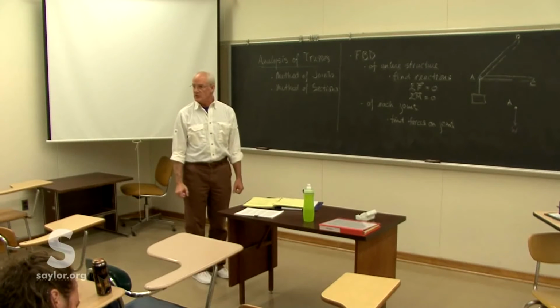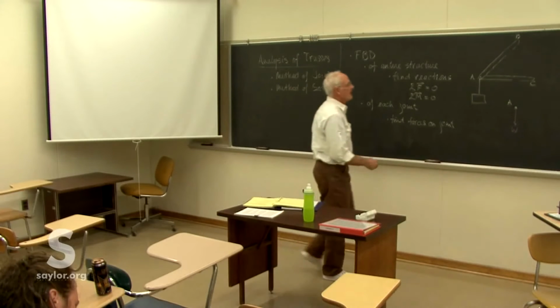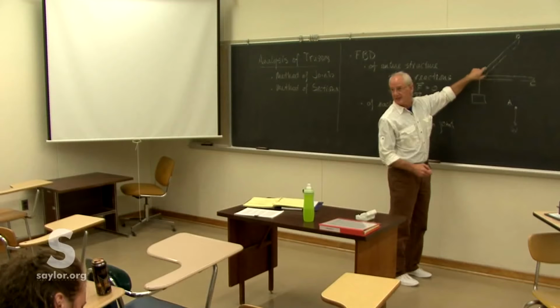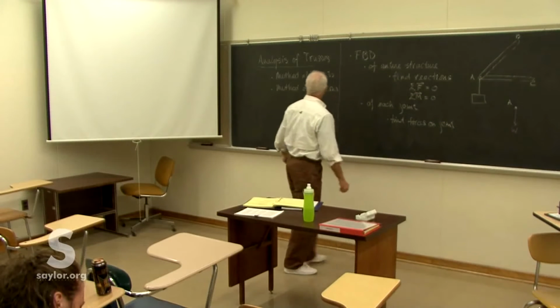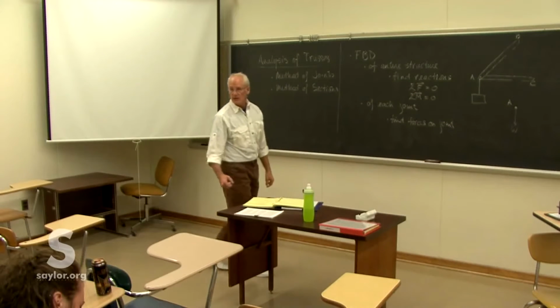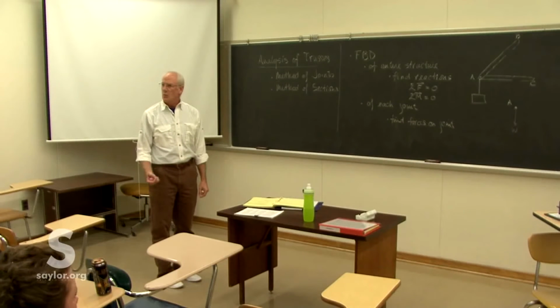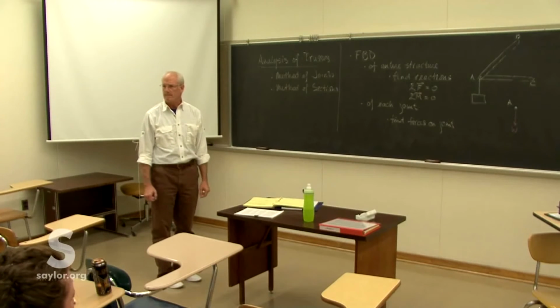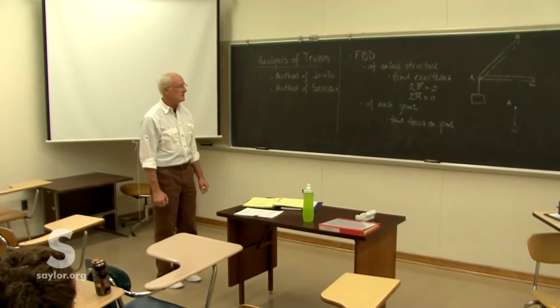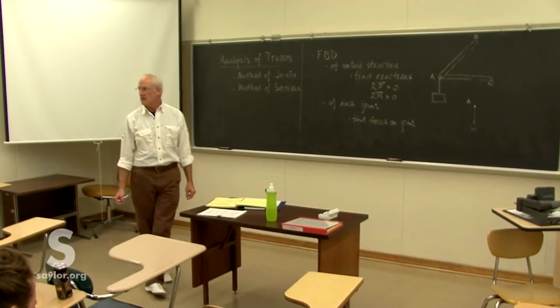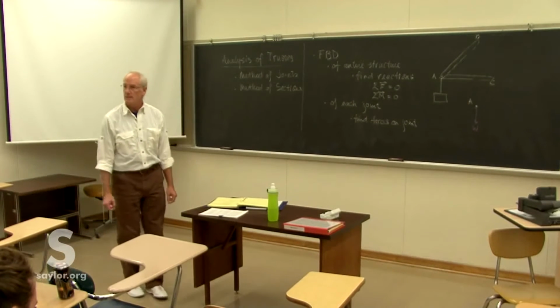There must be other forces on that joint, otherwise it wouldn't be in equilibrium. We also know that only two force members are connected to that joint. That's one of the characteristics of a truss. What does that mean to us then? If only two force members are connected to that joint, what does that tell us about the other forces on that joint?